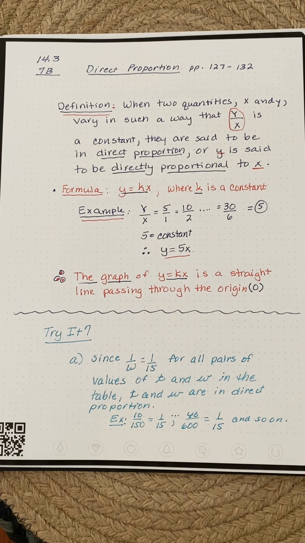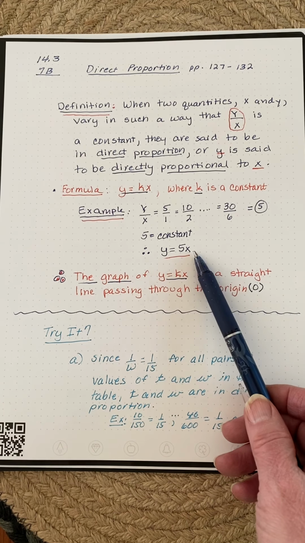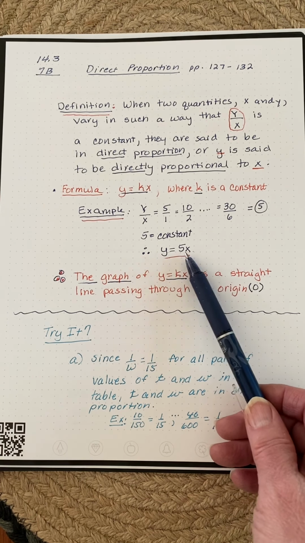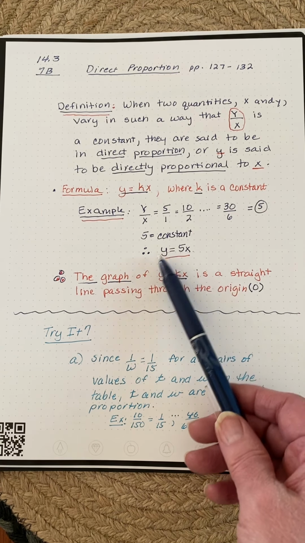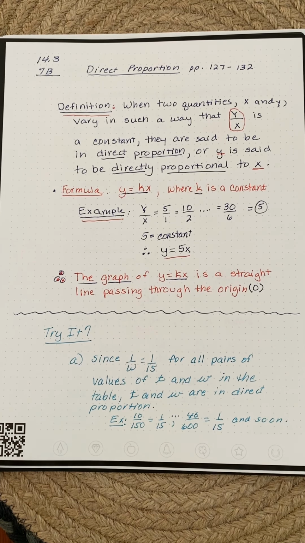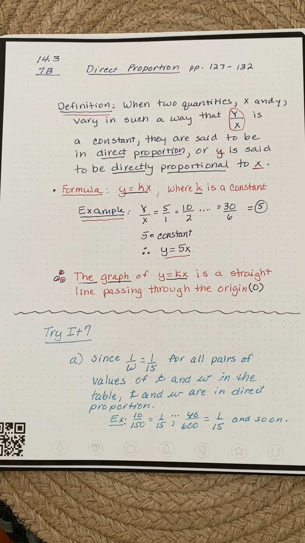Why does it pass through the origin (0, 0)? Well, if x is 0, 5 times 0 is 0. So (0, 0) is the point where it starts. Then off it goes. So let's use that information with Try It 7.